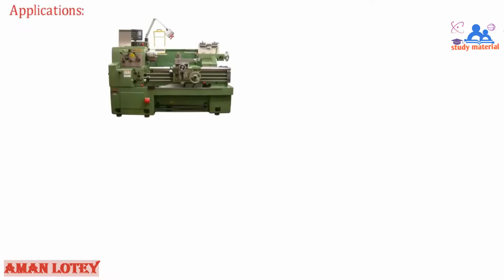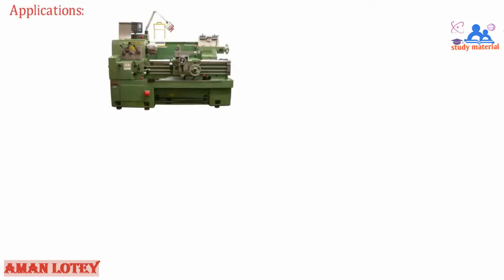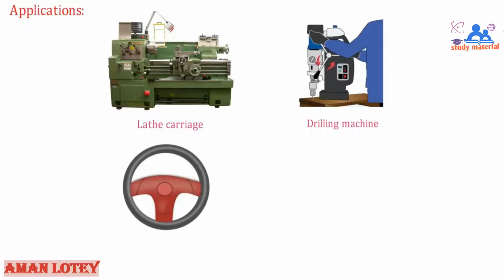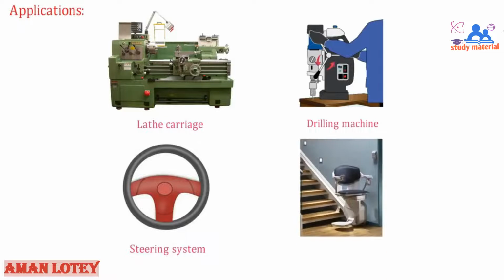Well, applications of rack and pinion gear. It is used in lathe carriage drive mechanism, where the rotary motion of handle is converted into reciprocating motion of carriage. It is used in drilling machine spindle movement. Same, rotary motion of handle gives upward and downward motion of spindle. The famous application is steering system, and the last is stair lift.